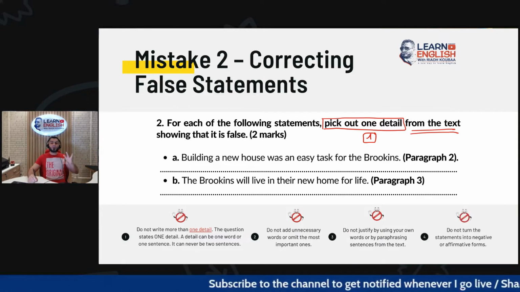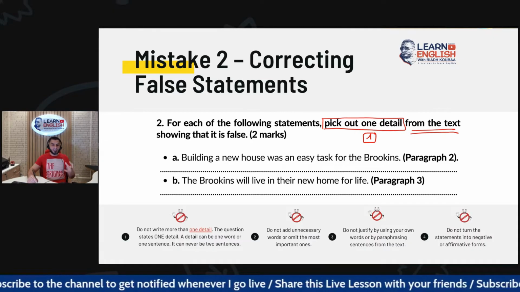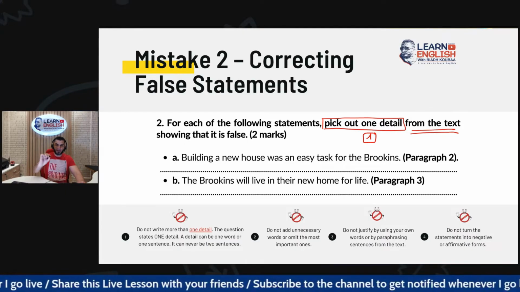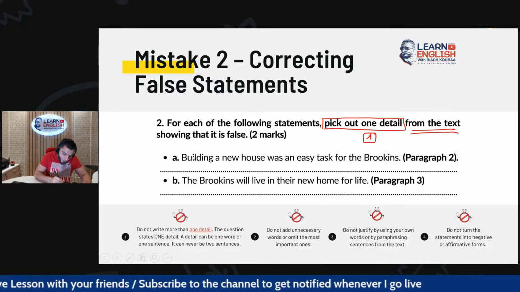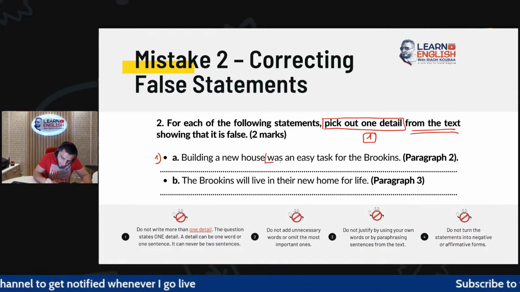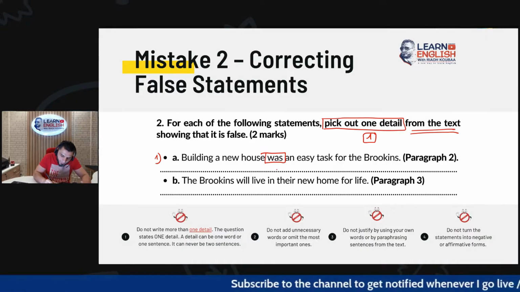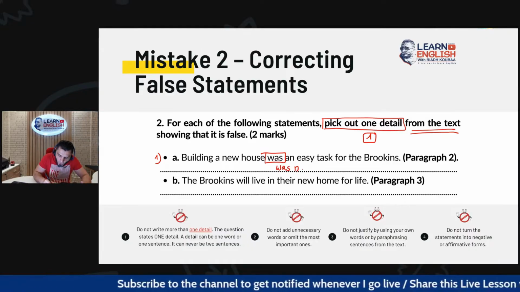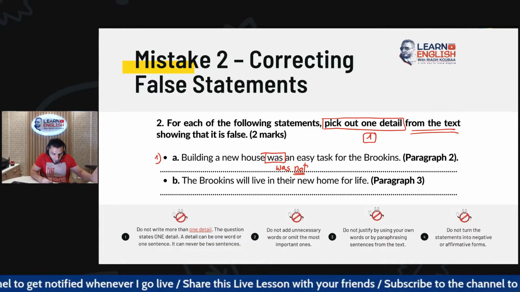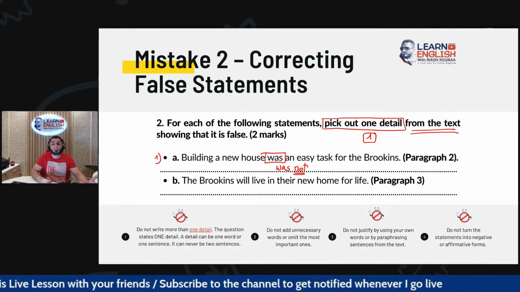And the most common mistake here is do not turn the sentences into negative or affirmative ones. What do I mean by that? I will show you how the students answer the question. For example, the first one, building a new house was an easy task. So the students think that when they write, was not an easy task, of course they will be right. Building a new house was not an easy task. They think this is correct.